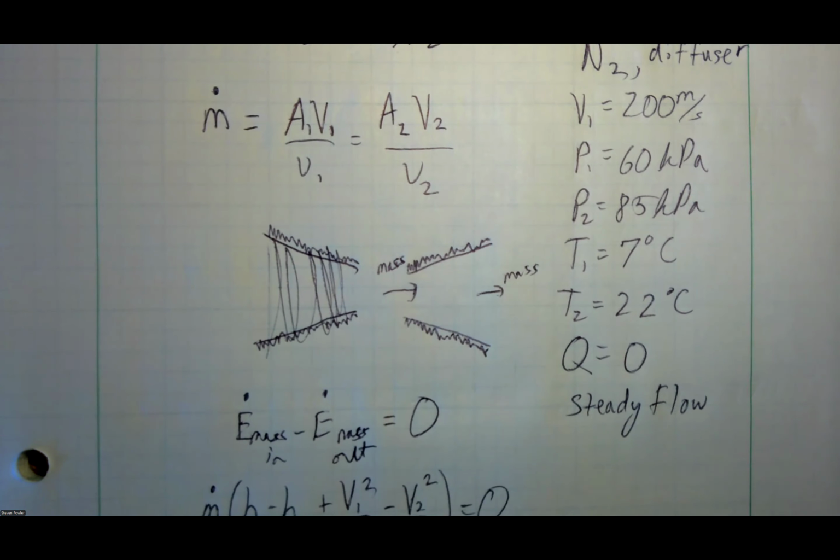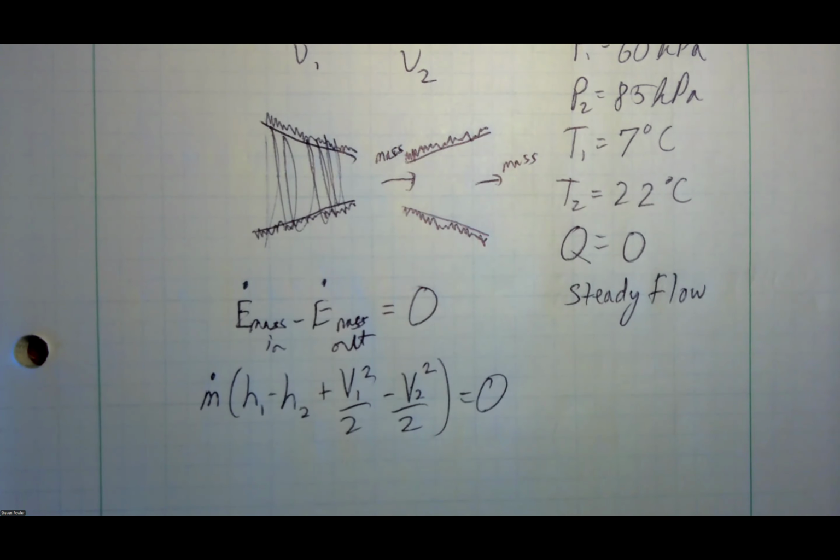So what are the energies crossing the boundary? Well, I've got energy of mass coming in. I've got energy of mass coming out. It's steady flow, so that means the change is zero, right? And then if I expand that out, I've got one inlet, one outlet, so it's a common m dot. h1 minus h2. Again, I'm calling one the inlet, two the outlet.